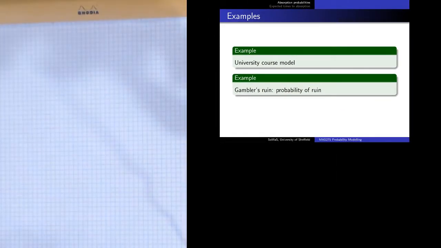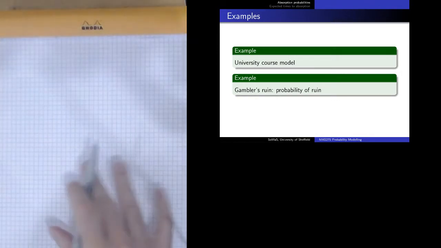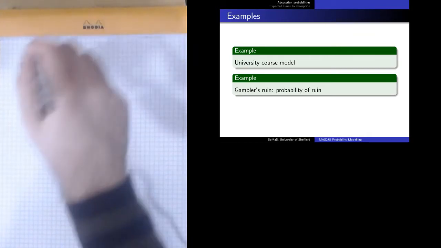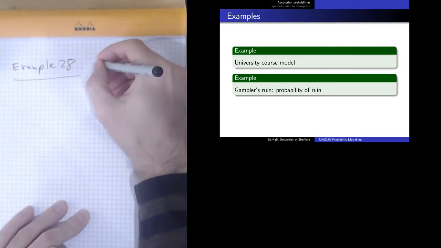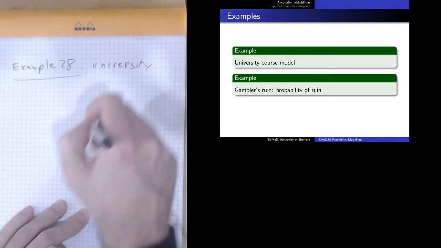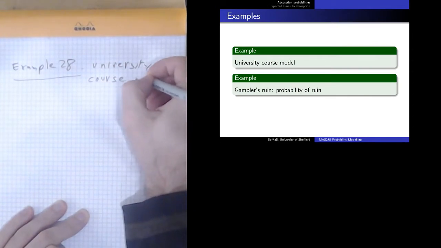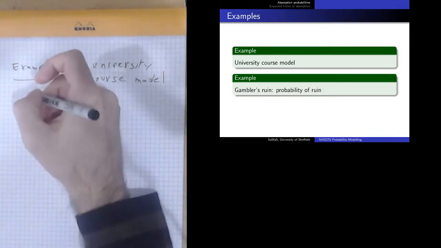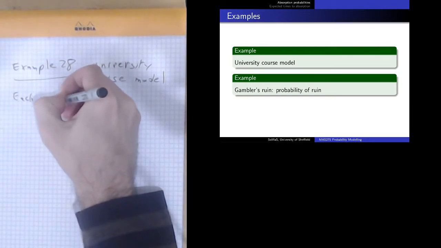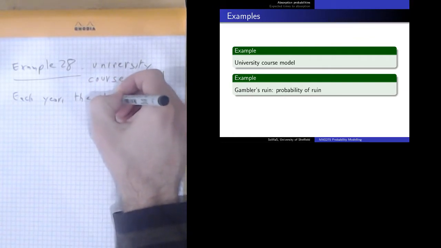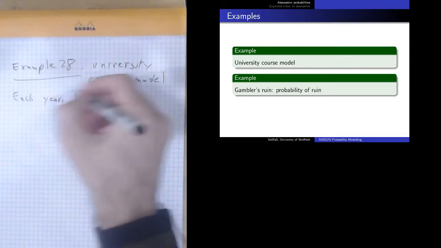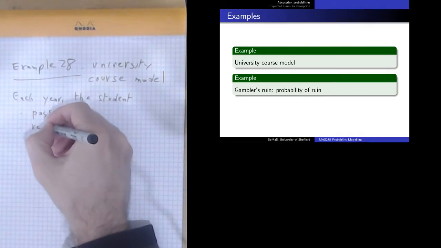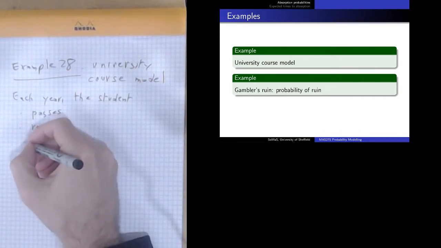So let's write a little bit. Let us take an example, which I'm going to call example 28. It's a simple Markov chain model of a university course. I have a student who's at university for a 3-year course, and each year the student can do 3 things. He can either pass his year, or he can repeat his year, or he can just quit university altogether.